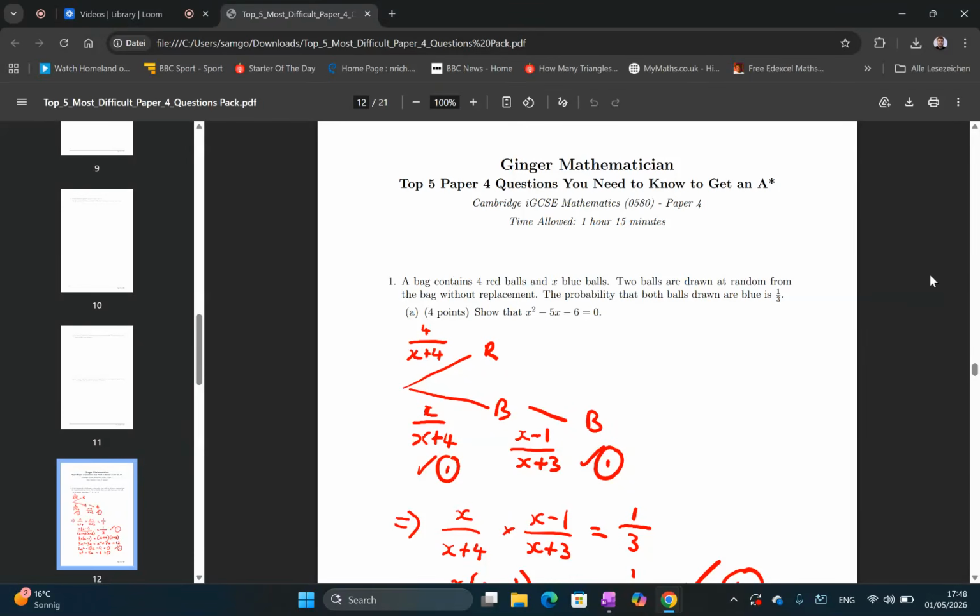Now, iGCSE Maths Paper 2 is done. So we're into iGCSE Maths Paper 4 territory, making sure we revise over the next few days to make sure we're fully prepared to get the A* that you deserve.